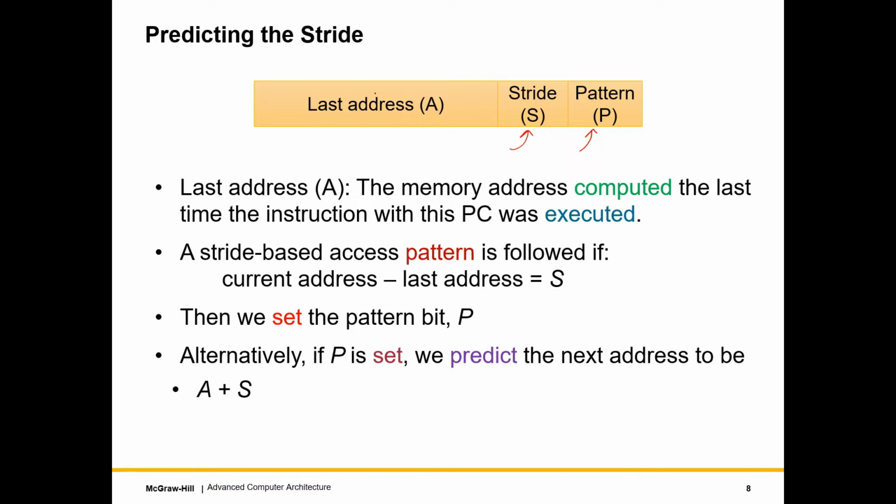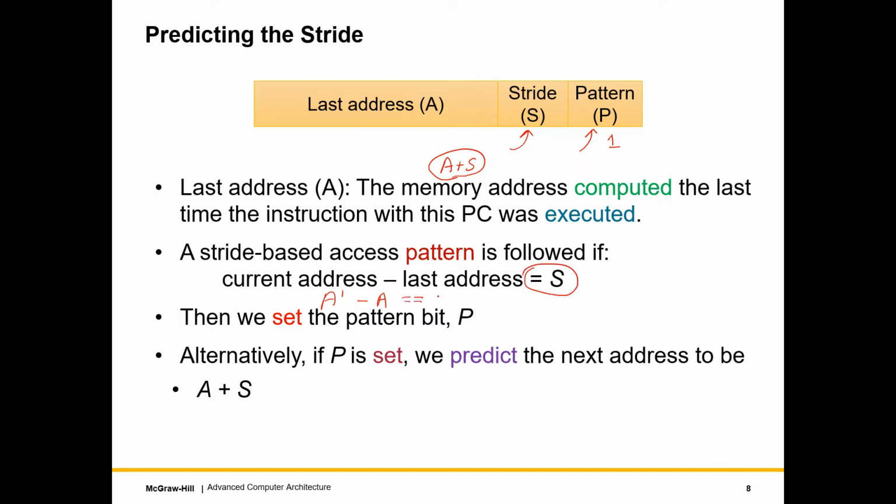So let's say for the sake of prediction, if the pattern bit is 1, which means that we can conclude that we follow a stride based addressing pattern, we can predict A plus S as the next address. When we actually compute the address of this load instruction, so let's say the computed address is A dash, we subtract A dash minus A and we equate that with the stride.